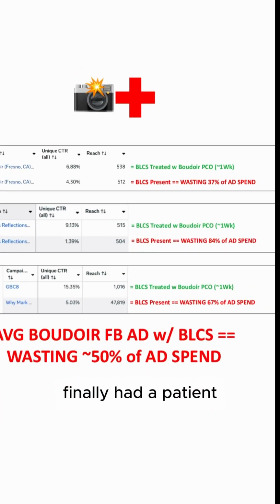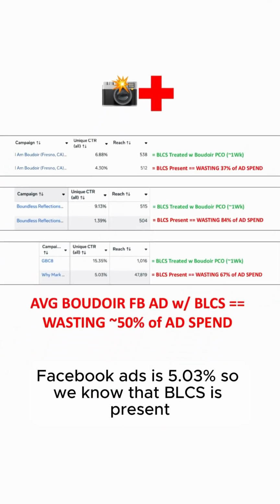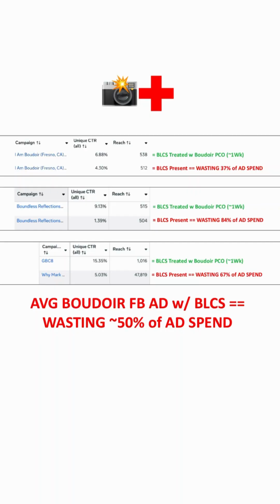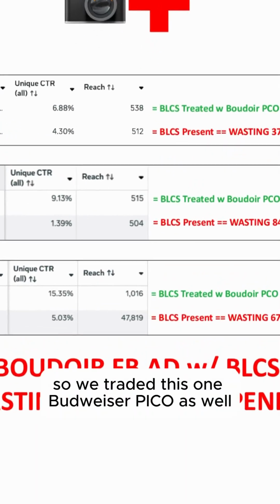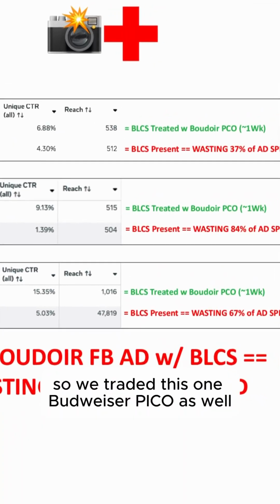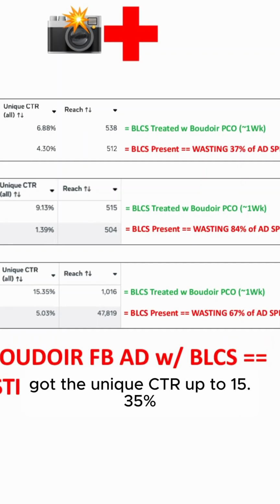Finally, had a patient who says the unique CTR of his Boudoir Facebook ads is 5.03%. So we know that BLCS is present. When unique CTR is under 6%, that's Boudoir Low Click Syndrome. So we treated this one with Boudoir PICO as well. Did really good with this. Took about a week. Got the unique CTR up to 15.35%.